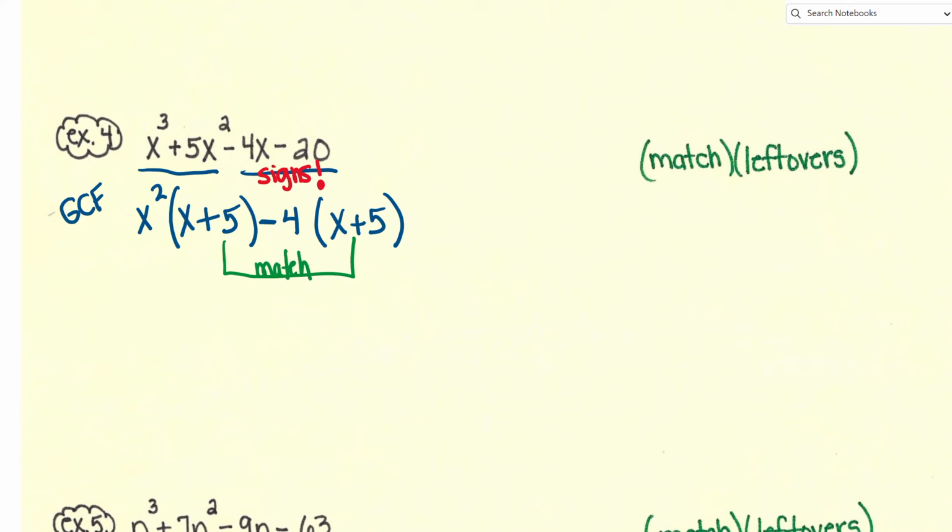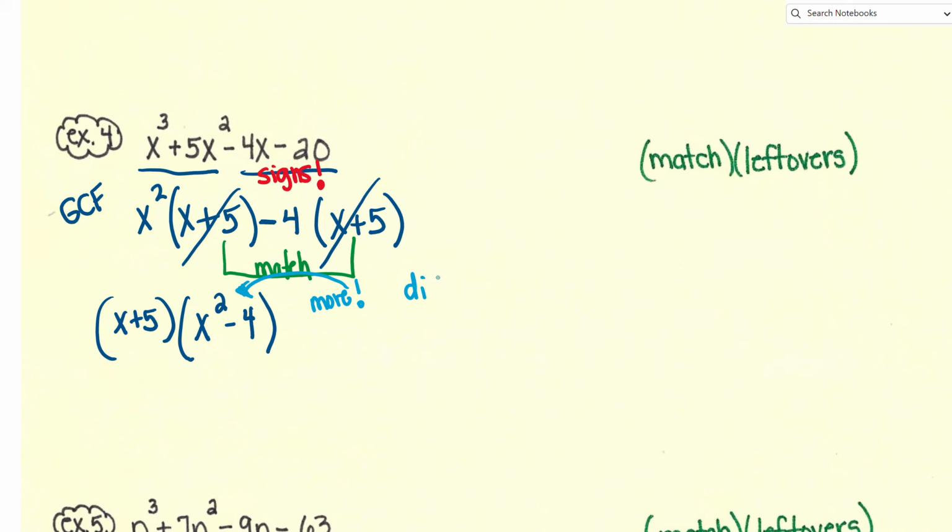We're going to take that out, the common factor of x plus 5, the match, and see what you're left over with. I'm left over with x squared minus 4. Now be really careful because this right here can actually factor more. It's a difference of 2 squares. And if you have forgotten how to factor a difference of 2 squares, I have a video and practice worksheet on it, so you can go and check that out.